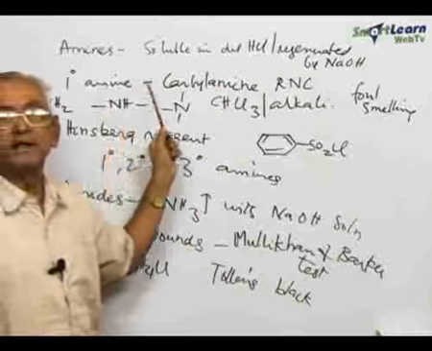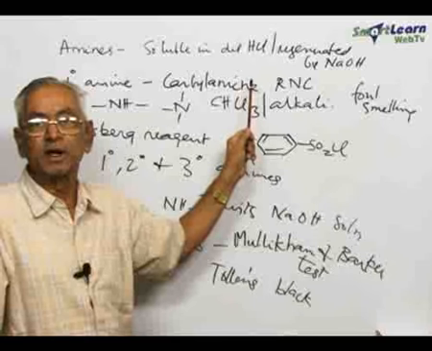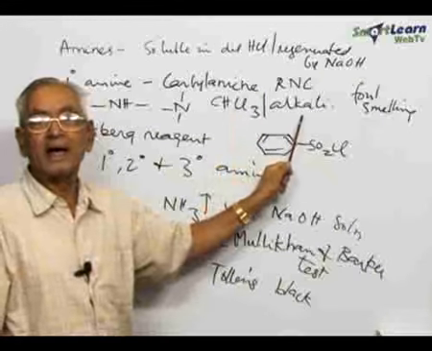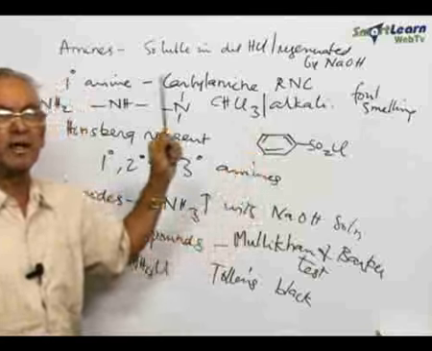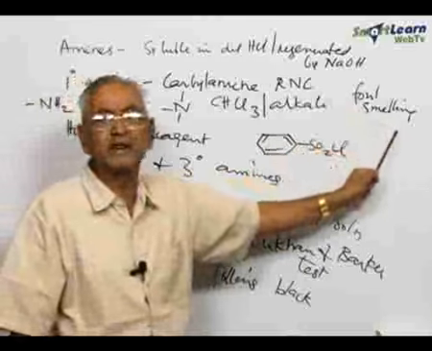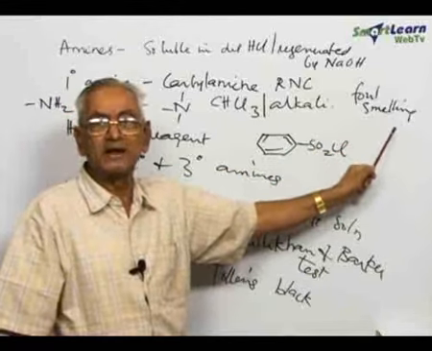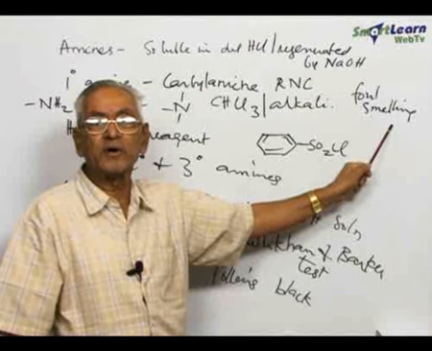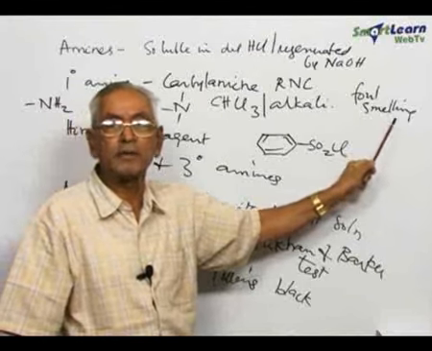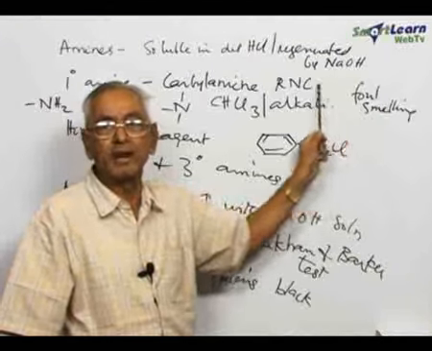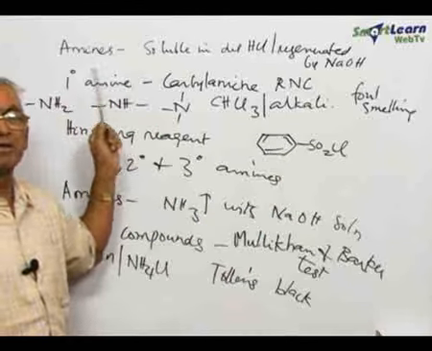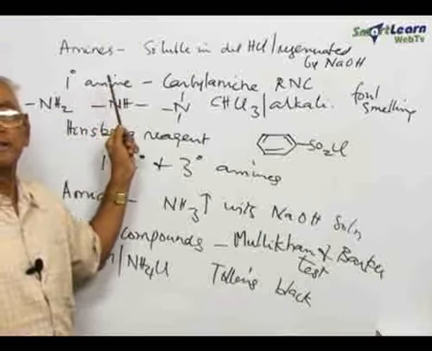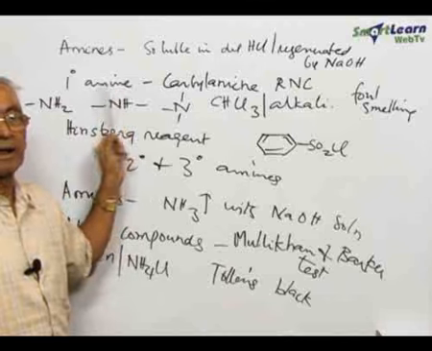A primary amine gives a carbylamine reaction with chloroform and alkali. And the carbylamine can easily be identified by its very strong and foul smelling nature. It has a very bad smell, and therefore the formation of foul smelling carbylamine indicates the presence of a primary amine. This is one of the very important tests for indicating the presence of a primary amine.